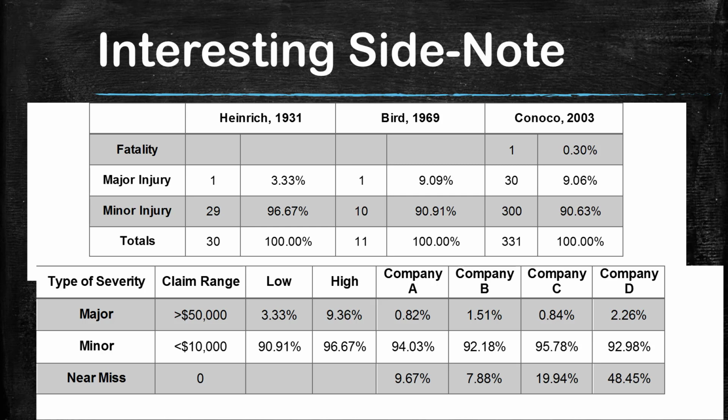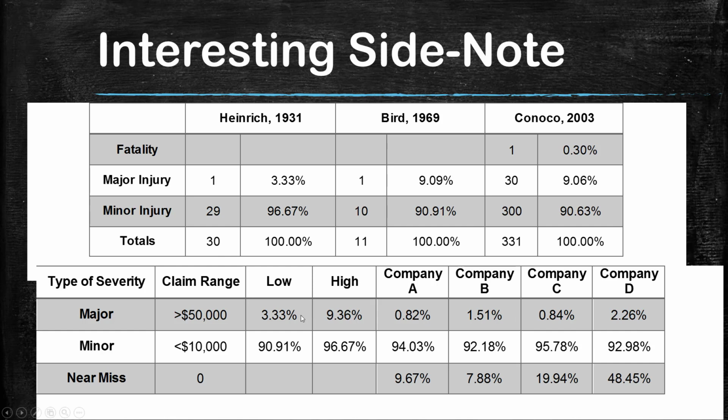But what I found is if I went and took these three models, the low for the major was 3.33% to a high of 9.36%. The minor was anywhere from just under 91% to up to 96 2/3. Look how our companies fall into this. So as far as the majors, we're below the low number for all these.